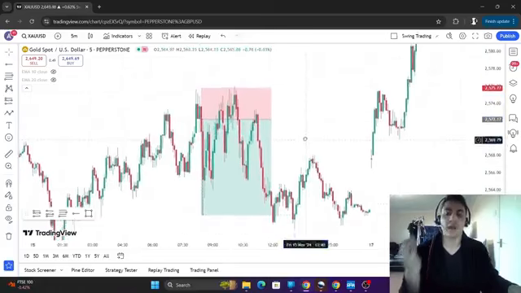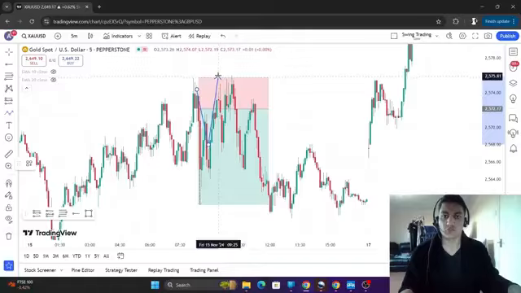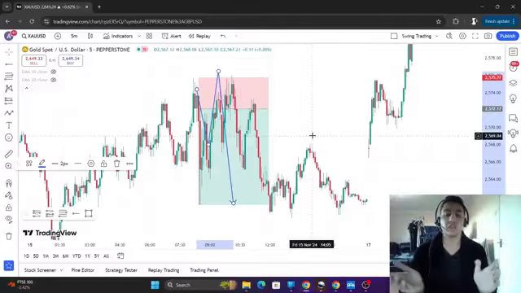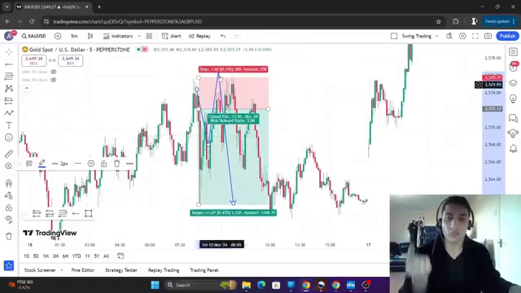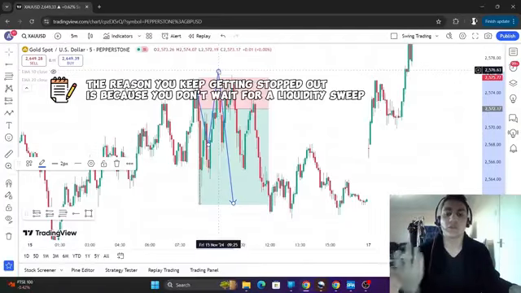How many times have you had the bias right, the direction right, and the price literally comes up, goes straight through to your stop loss, takes out your stop loss right here, and then quickly reverses? Like, how many times does that happen? Because that used to happen to me all the time for years. I would get the bias right, I knew exactly where it was going to go. Price would come, it would literally wick up, take out my stop loss, and instantly reverse. The reason why that happens is because you're not waiting for a liquidity sweep.